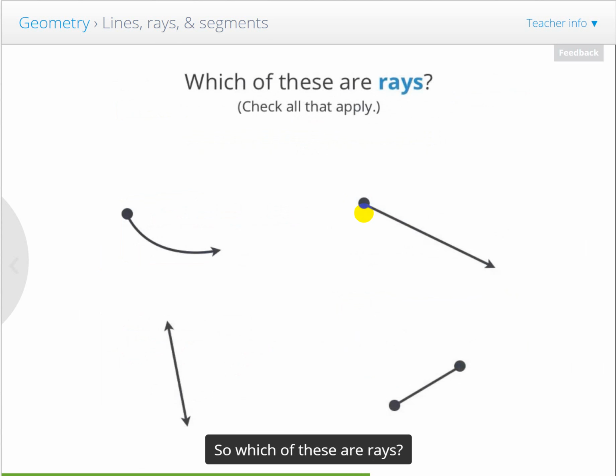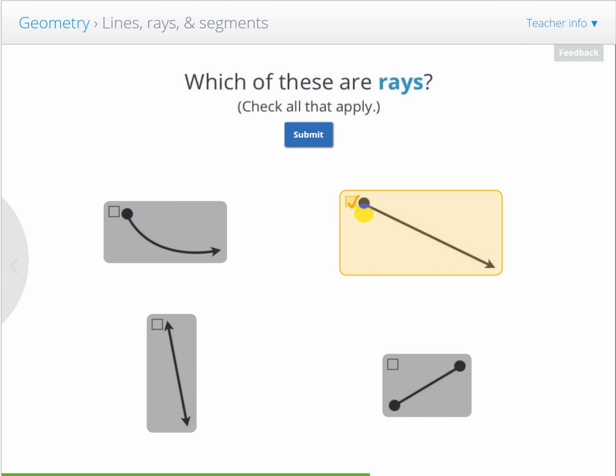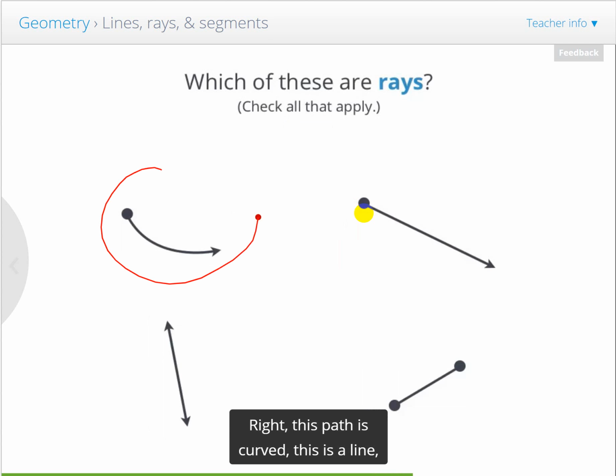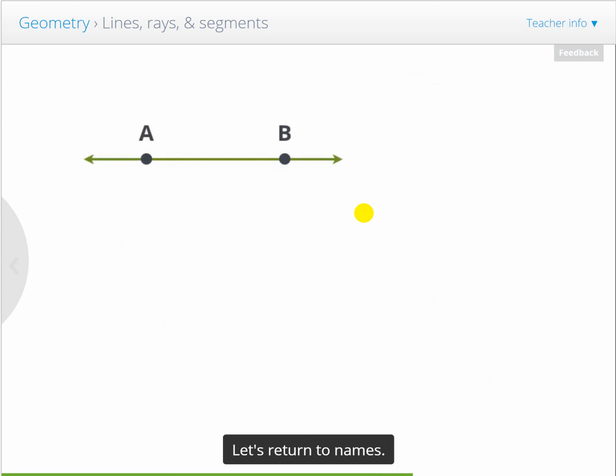So which of these are rays? Remember that like lines and line segments, rays are straight. Right, this path is curved, this is a line, and this is a line segment, meaning this was the only ray up here. Let's return to names.